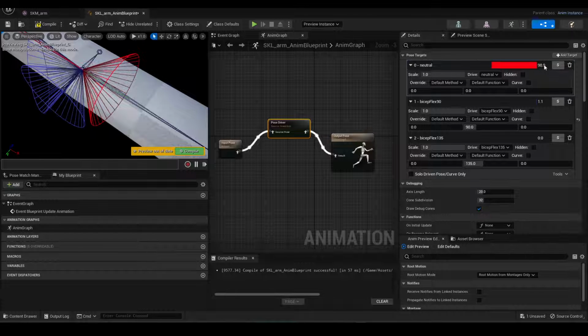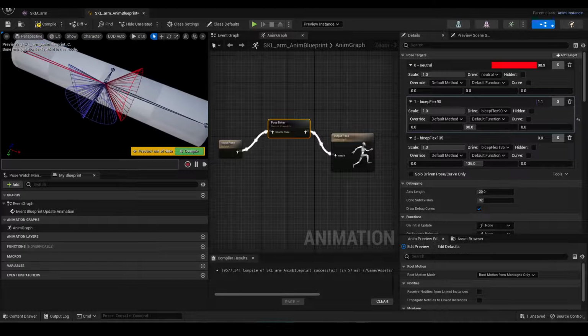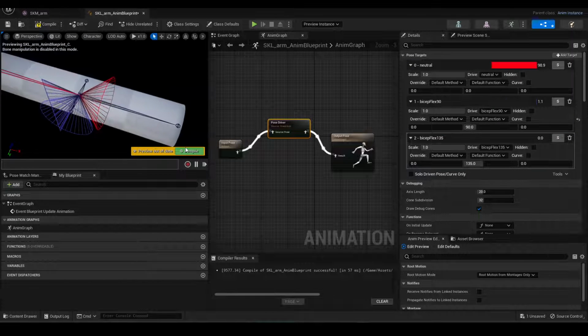Right now, we're not 100% anymore. We are 1.1 on bicep flex. Why? Because this cone is getting closer to this cone. This cone represents the 90, this cone represents the 135.